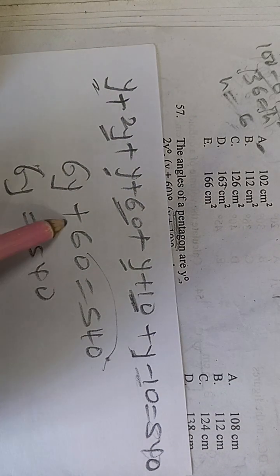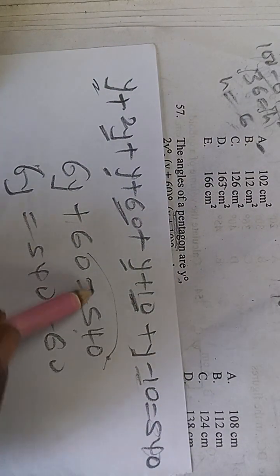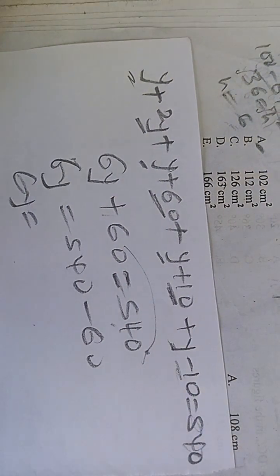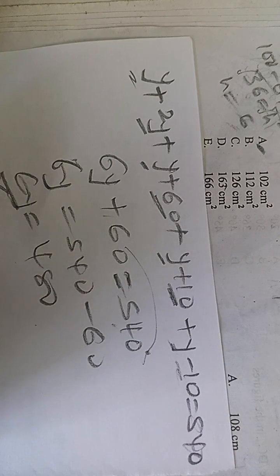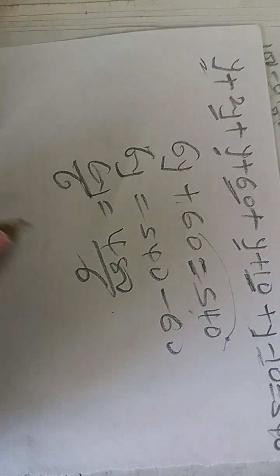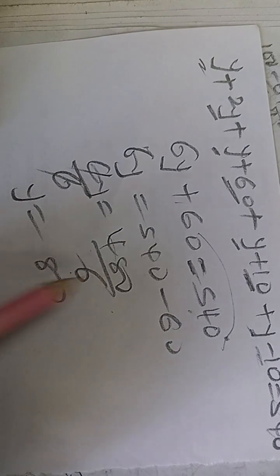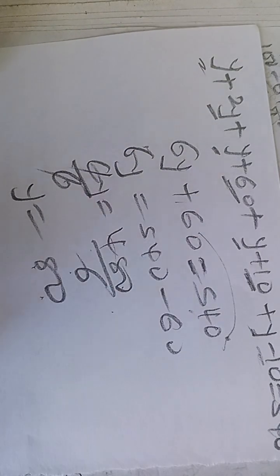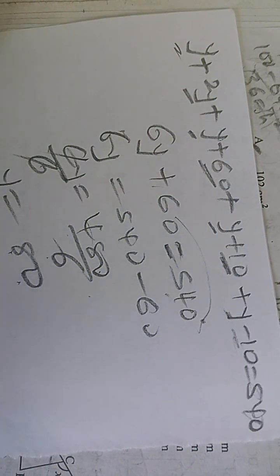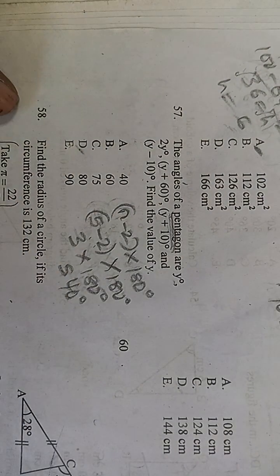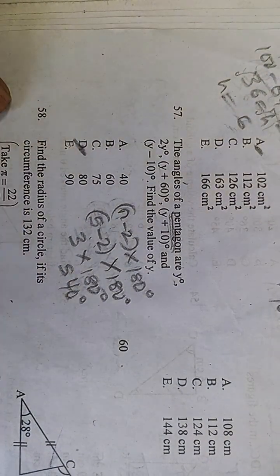Then we take 60 to the other side. That means it will become negative over there because it's crossing the equality sign. Then 540 minus 60 will give us 480. Then we divide both sides by 6. So our y equals 80, because 6 in 48 is 8, in 0 is 0. So you can pause the video and watch it over and over. So y is 80. Option D.